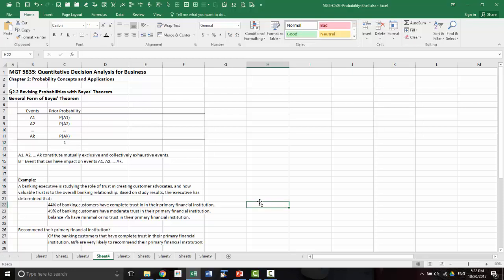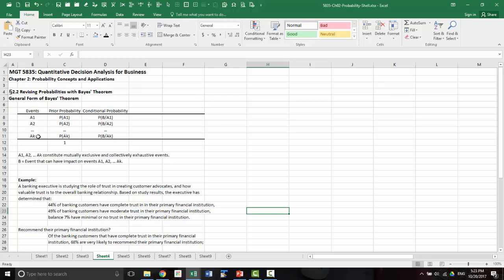Okay. Now, if there is an intervening event, some other event that happens, so some new information is available to you, and these are called conditional probabilities. So we have event B. That is an intervening event. We'll look at an example in just a minute. So now we have the conditional probability of that intervening event given each of these prior events that we are interested in.